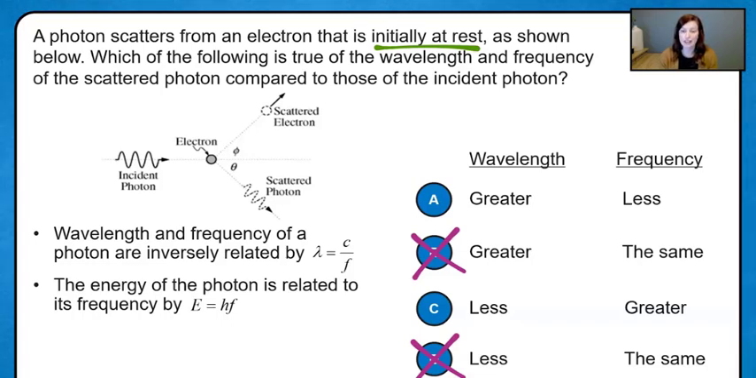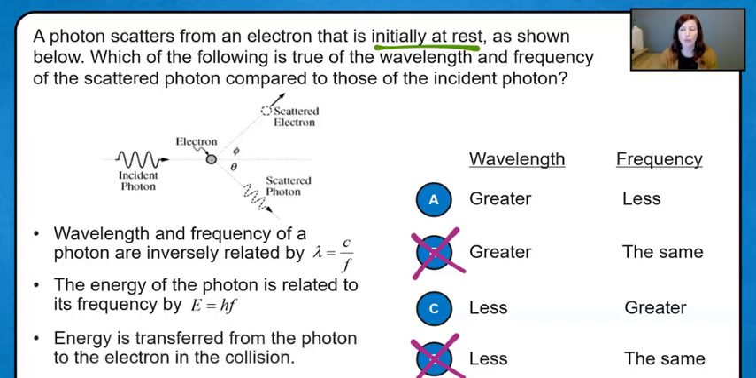Since the electron is moving after the collision, we know that energy is transferred from the photon to the electron in the collision, meaning that the energy of the scattered photon is less than the energy of the incident photon. Since that energy is less, the frequency must also be less, and therefore the wavelength would be greater.